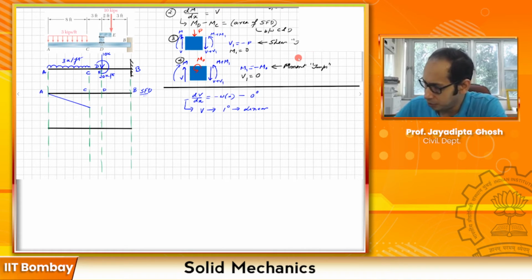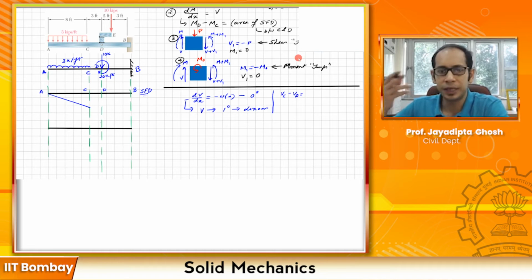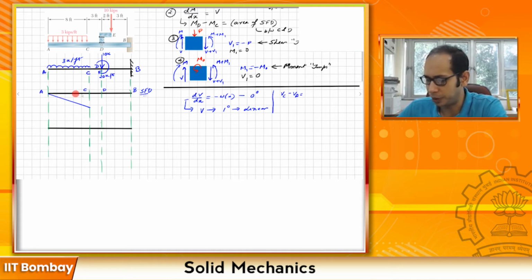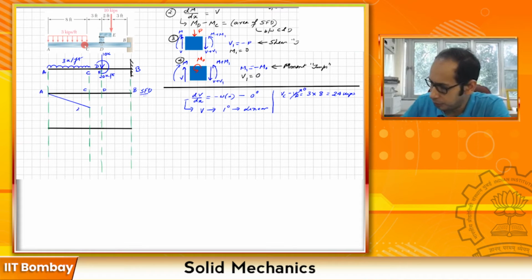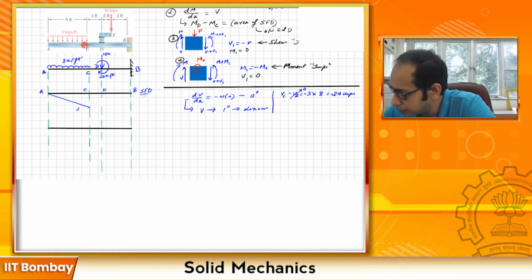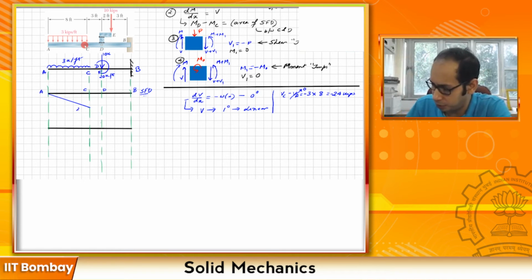We have V_C minus V_A equals the negative of the area of the loading diagram between these 2 points, and that is just 3 times this distance, a rectangular patch, so 3 times 8. Now V_A I know is 0, so V_C becomes 24 kips. Sorry, it will be a negative 24, because it's the negative of the area of the loading diagram. So this point over here is negative 24.